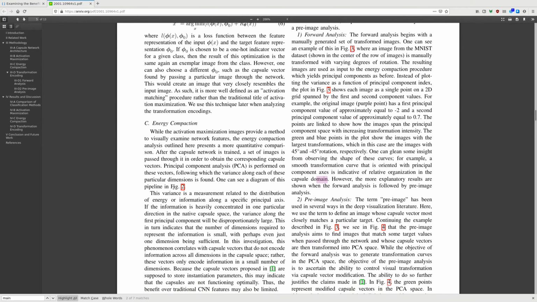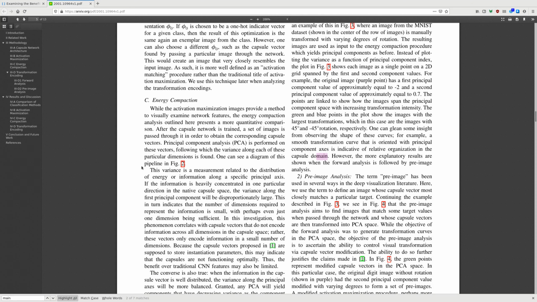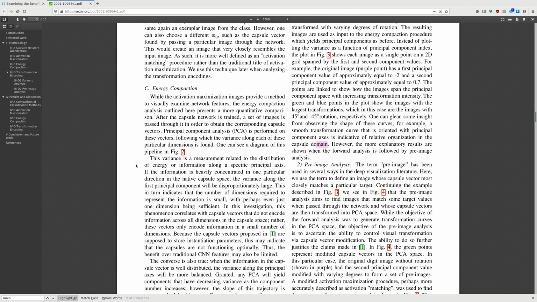Okay, I will skip this. Energy compaction. While activation maximization images provide a method to visually examine a network feature, the energy compaction analysis outlined here presents a more quantitative comparison. After the capsule network is trained, a set of images is passed through in order to obtain corresponding capsule vectors. Principal component analysis, PCA, is performed on these vectors, following which the variance along each of these particular dimensions is found. One can see the diagram of this pipeline in figure 2. I just described the image.